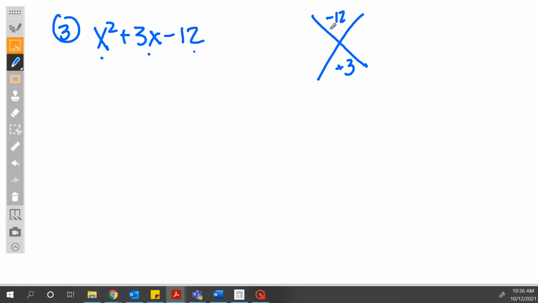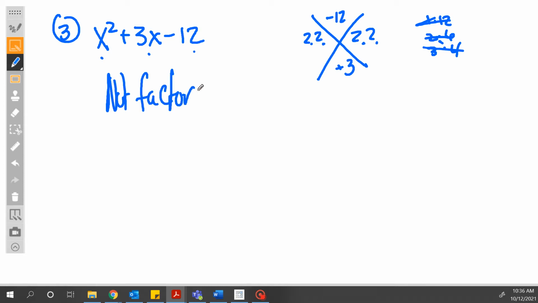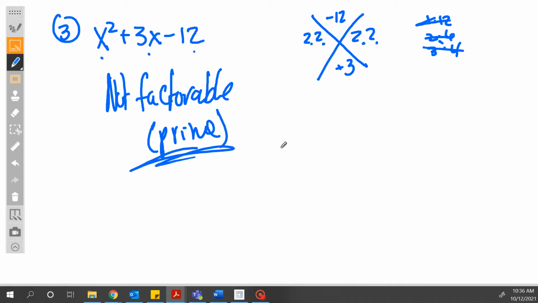Two numbers that multiply to negative 12 and add to positive 3, these actually don't exist. Nothing multiplies to negative 12 and adds to positive 3. I mean, 1 and 12 don't, 2 and 6 don't, and 3 and 4 don't, and those are the only options, so we don't have anything. This can't be factored because we can't find the numbers. So this is called prime. If it cannot be factored, we call it prime.